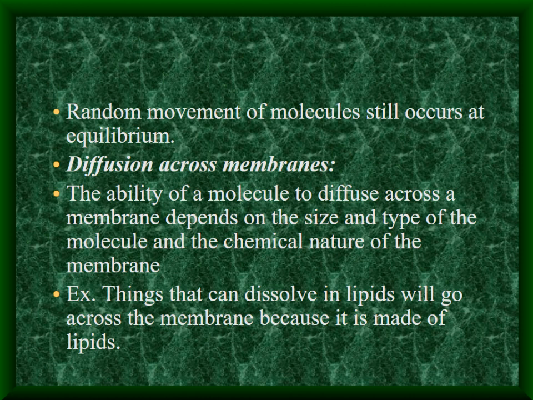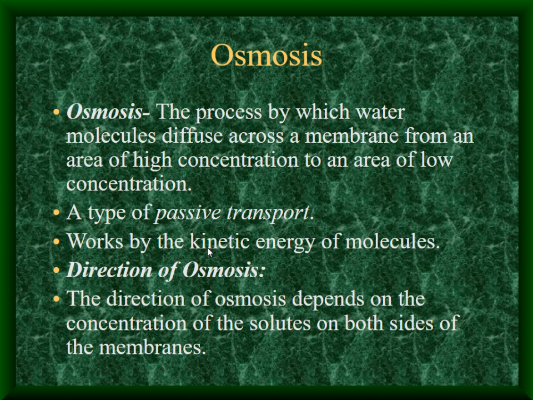Things that can dissolve in lipids will go across the membrane because it is made of lipids. Osmosis is the movement of water from an area of high concentration to low concentration. This is also a type of passive transport. The direction of osmosis depends on the concentration of the solutes on both sides of the membrane.